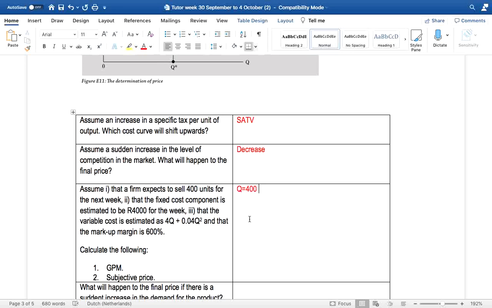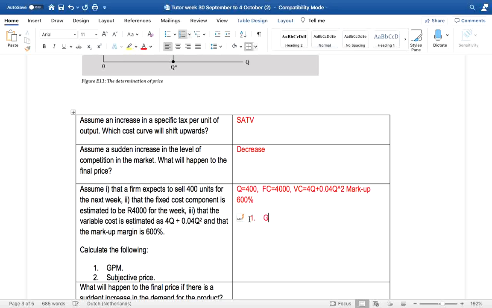And then our fixed cost is 4,000, and then our variable cost function is given as 4Q plus 0.04Q squared. Okay, then the markup is 600%.